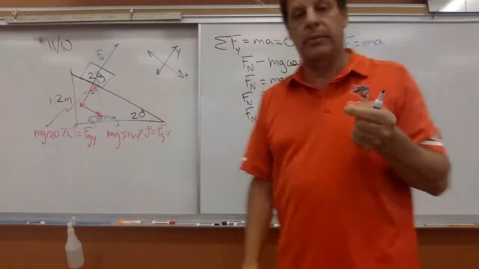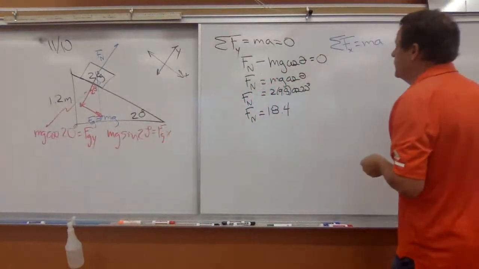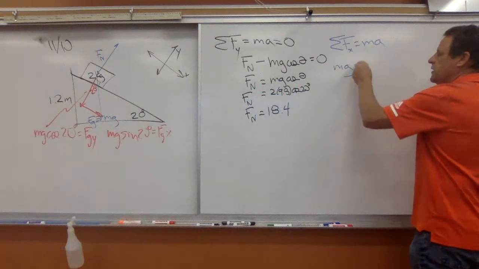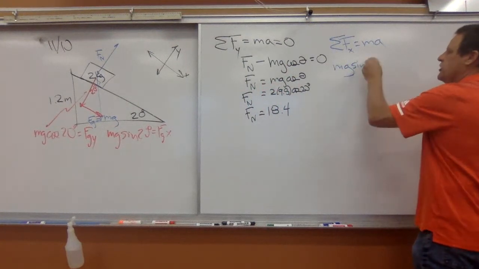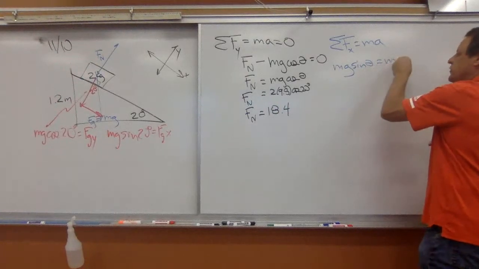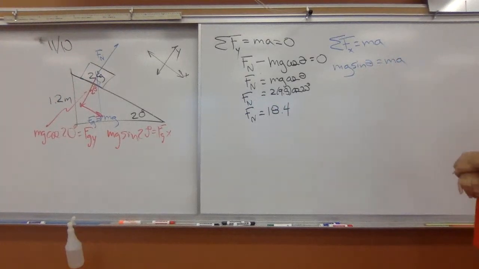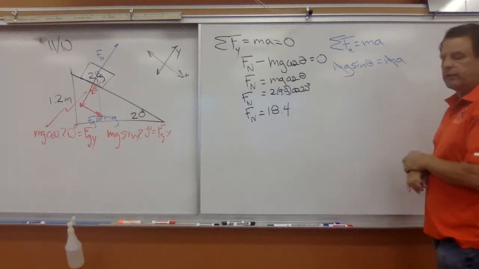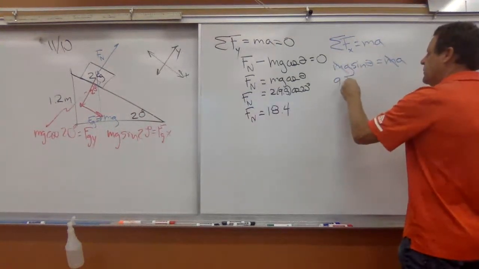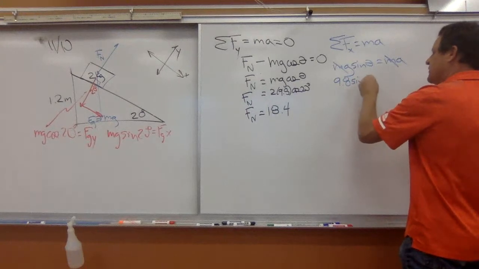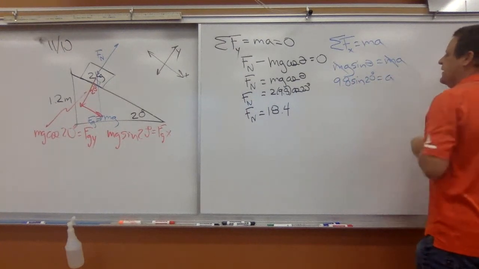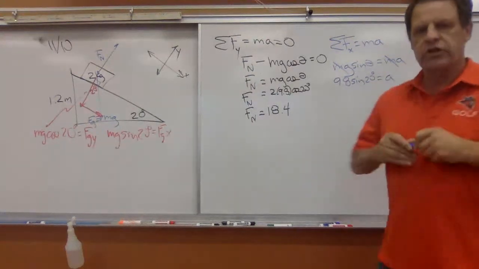So there is going to be an acceleration. It's not going to be equal to 0. So this is going to be mg sine theta is equal to ma, okay? And we can see here that our masses cancel out. So we're going to have 9.8 times the sine of 20 degrees, and that is going to equal our acceleration.